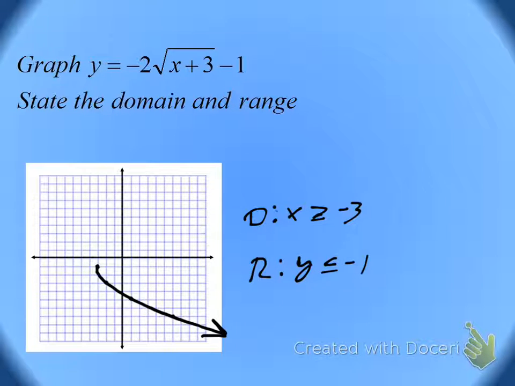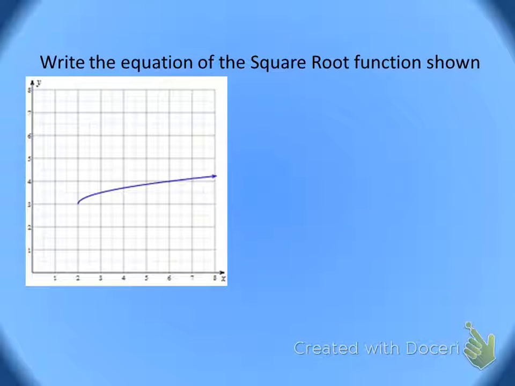What if it's like a graph search? Write the equation of the square root functions shown. So you can do it backwards? Uh-huh. Now, H and K is what? Your starting point. Good. The starting point of this one is right here, which is what?